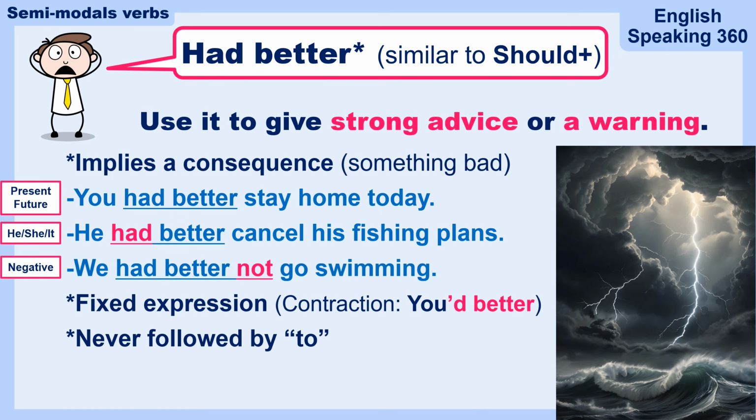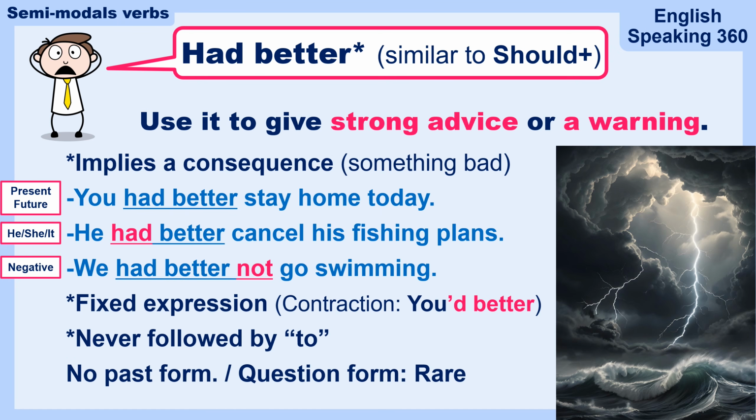The negative form, we had better not go swimming. We'd better not go swimming. There is no past form, and the question form is very rare, so I'm going to skip it here. You don't need to use had we better. Had we better is very weird. Instead, usually we say should we or shouldn't we for the question form.